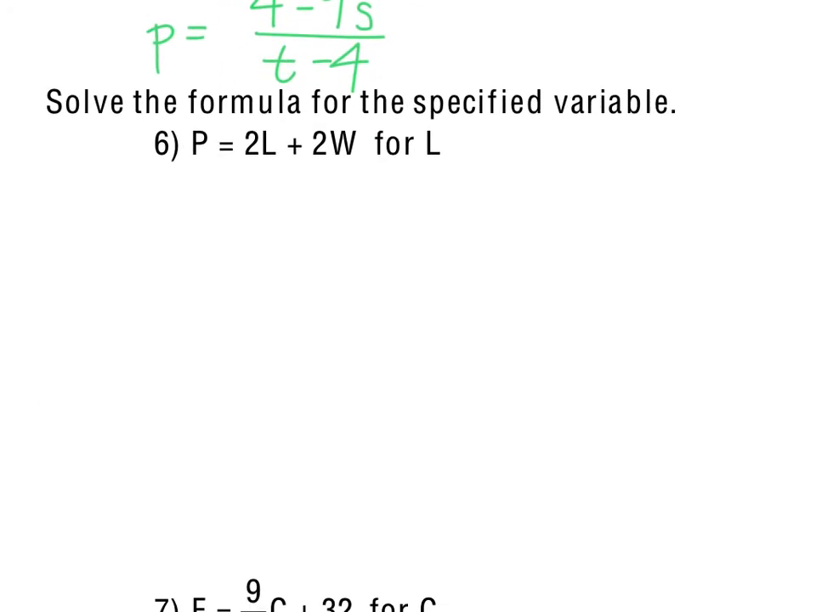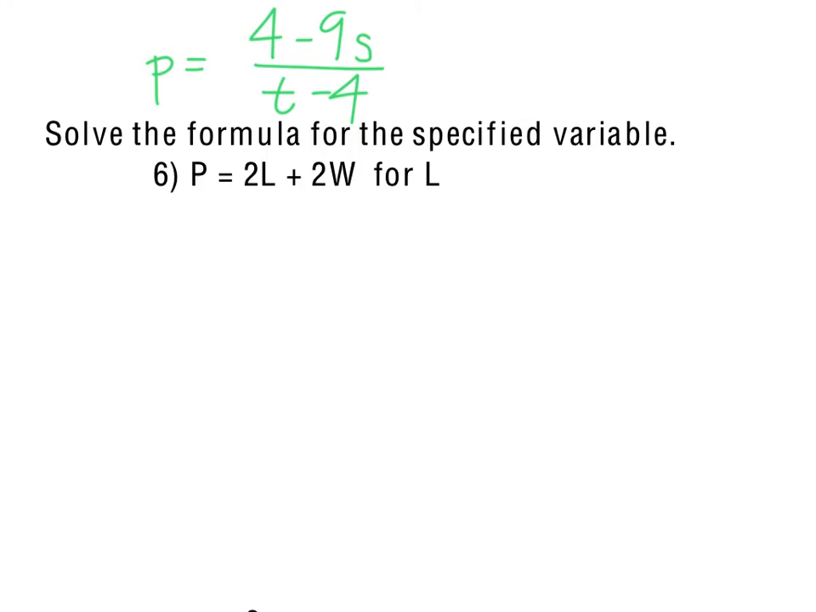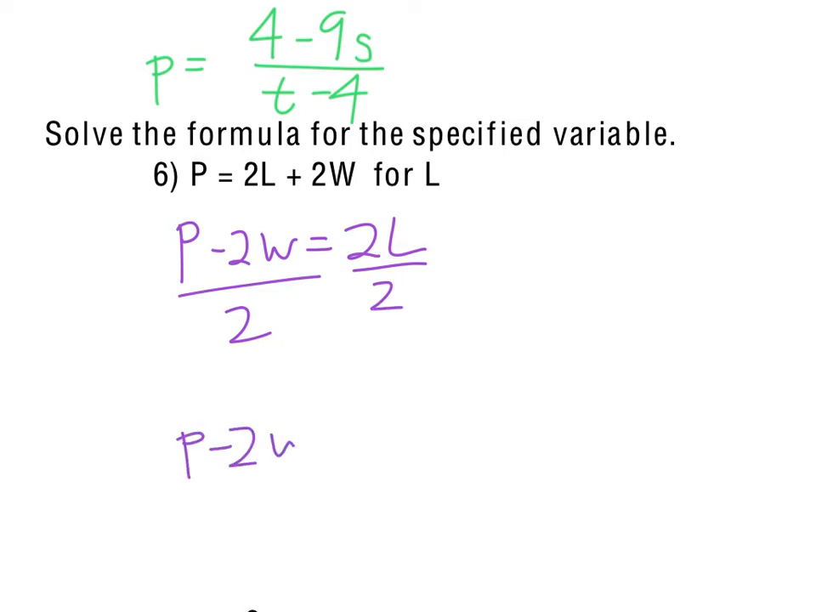Let's see, here we're going to solve the formula for L. There's only one L, so that makes it a little bit easier. We want to get that L by itself, so we'd start by subtracting the 2w. And so then we could divide by the 2. So p minus 2w over 2 equals L.